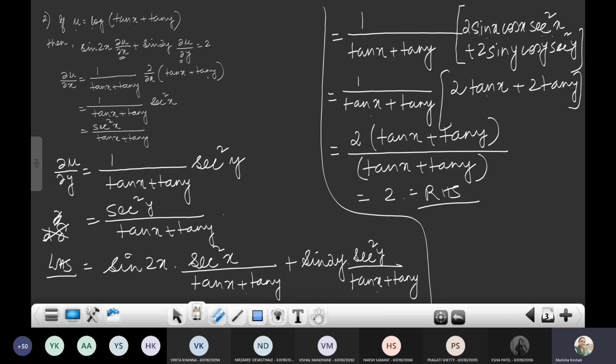So let us try another one. I hope this is clear. It's very easy.